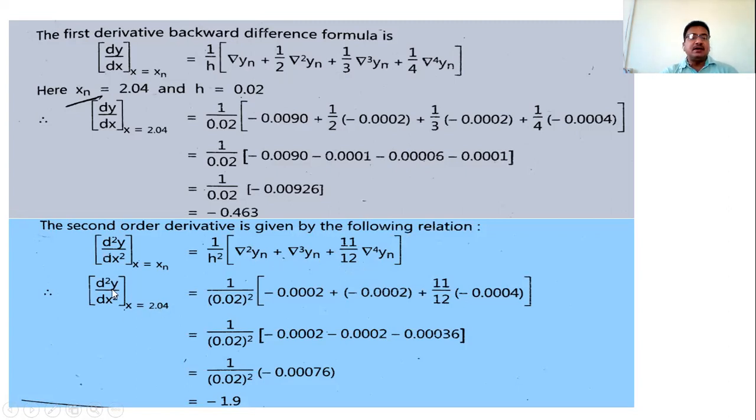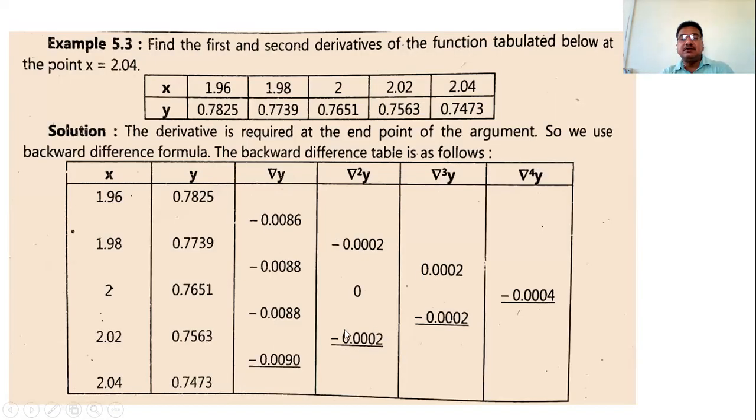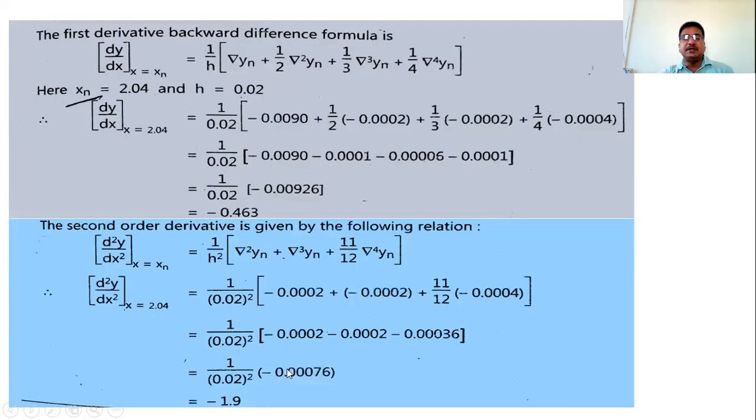And then d square y by dx square at x is equal to 2.04 is what? 1 by 0.02 square, that is h square. And then substitute the values of del square yn, del cube yn and del raised to 4 yn from the table. If you observe the table, these are the del square yn, this is del cube yn, and this is del raised to 4 yn at this place. And then the answer is minus 1.9. So this is the second order derivative at the point 2.04.